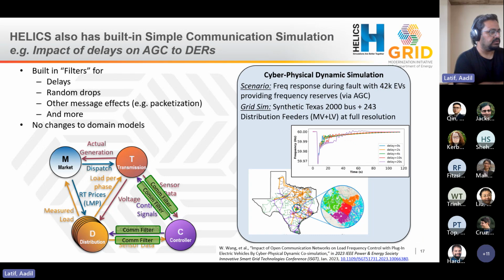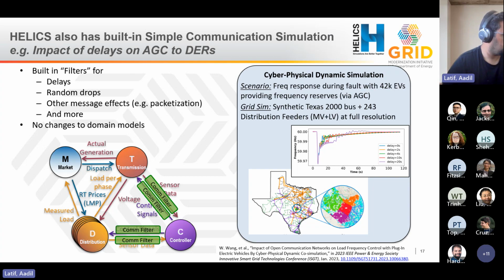One thing I wanted to highlight also is that for message type data, for example, a controller is sensing information and then communicating it via a communication channel. Helix does have some built-in capability to mimic, say, communication channels. We have something called filters that allows you to simulate delays in communication, and to simulate random packet drops, so essentially loss of information as information is traveling through these communication channels.